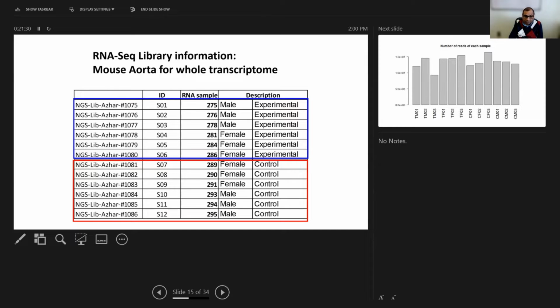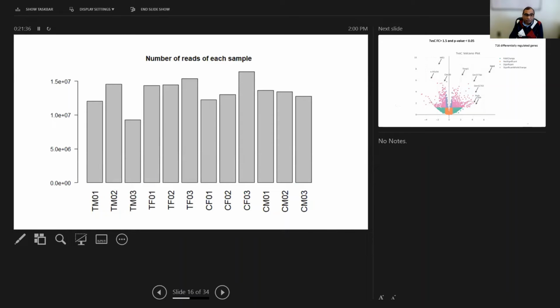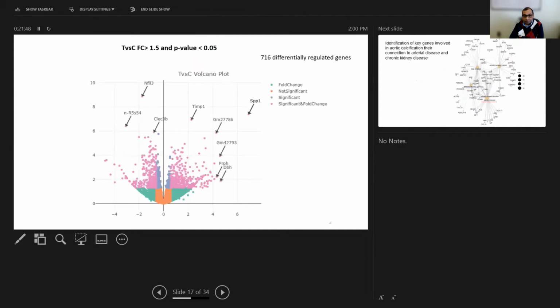With that, we have about 6 samples, male and female, control and experimental, that we tried. And we have looked at about 10 to 15 million reads, which is probably more than sufficient to give us a good idea of what genes are going up and down in our experimental and control animals. So this just shows basically what we have done.